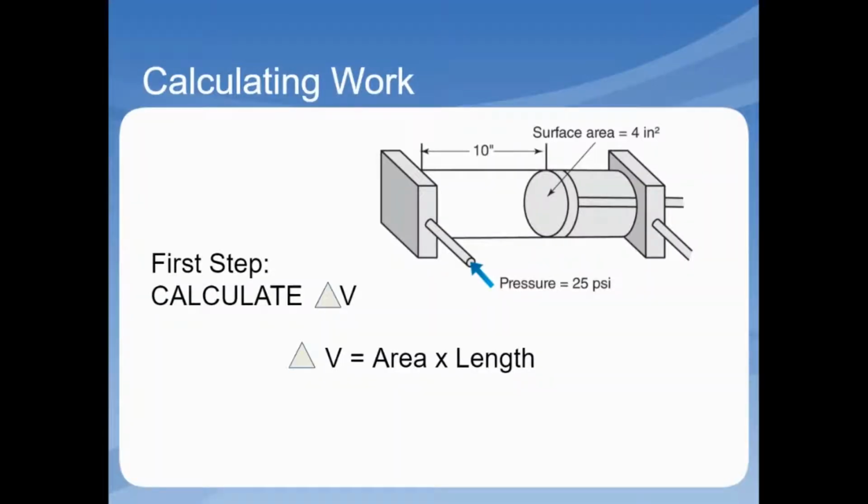The formula for that would be, first, calculate V. So V equals area times length. To calculate that, we're going to take our 4 inches squared times 10 inches, and we're going to come out with 40 inches cubed.